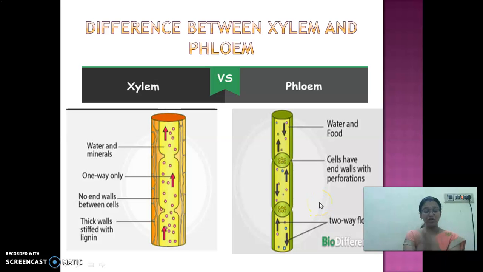Xylem is responsible for transport of water and minerals from root to stem and leaf, only xylem. Phloem is a two-way transport. It can transport both food and water. Xylem only one way, phloem two way. And xylem does not have any end walls between the cells, but phloem has end walls between the cells.